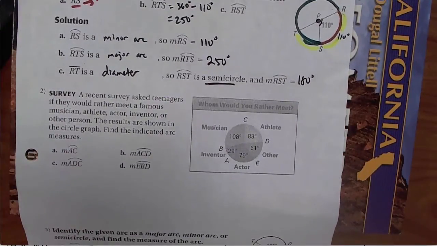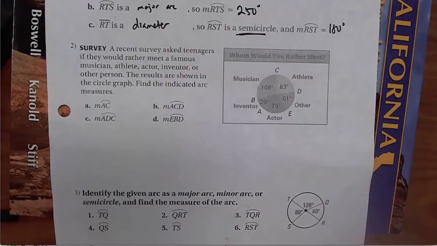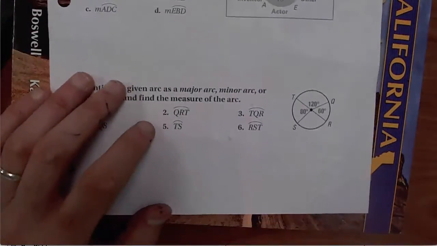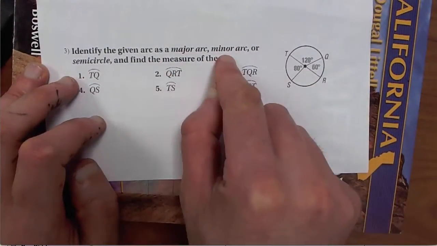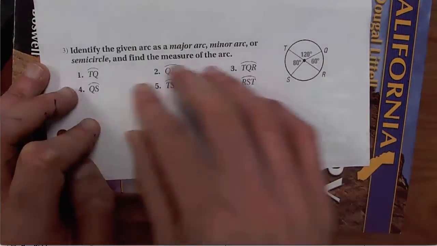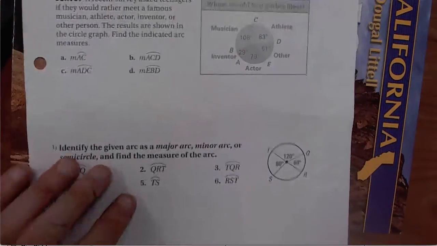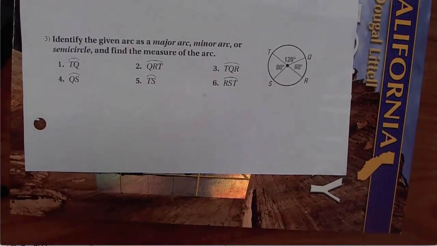Okay. Why don't you try? Pause the video, go ahead and fill these out. Actually, no, just skip these. I'm trying to finish as soon as possible. Why don't you go ahead and just do this one? Find the measure of these arcs, identify each one as major arc, minor, or semicircle, and find the measure. Go ahead and pause the video. You can skip number 2. Go ahead and do this, please.